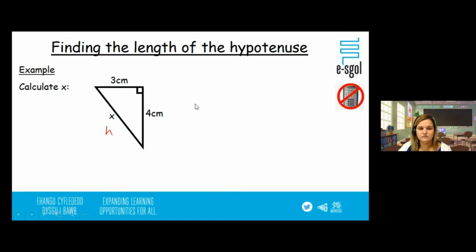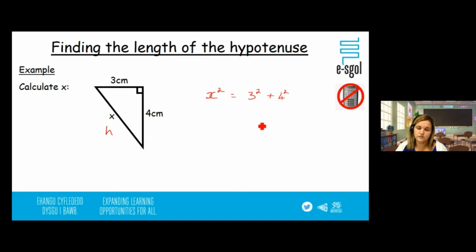So that is going to be the side that we would square, and then it's equal to the other 2 sides. Here it's going to be x because that's the hypotenuse. So we're going to have x squared equal to, and it doesn't matter which order we put the other two in, as long as we square them and add them. So x squared is equal to 3 squared, add 4 squared.